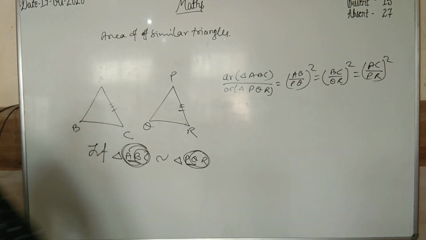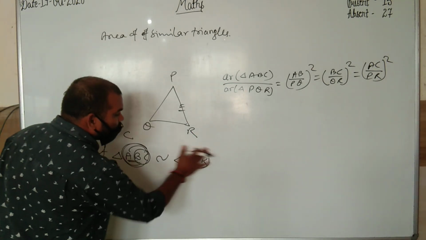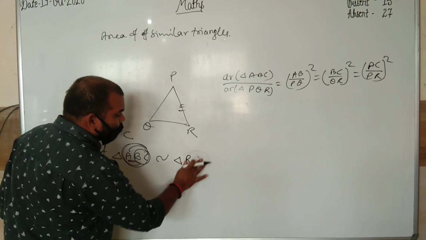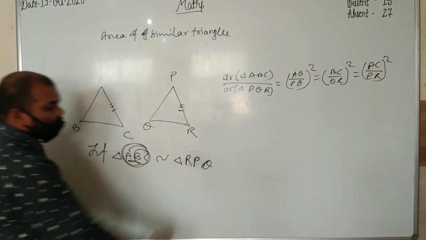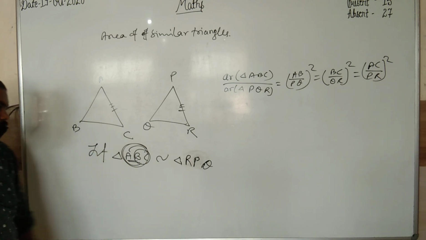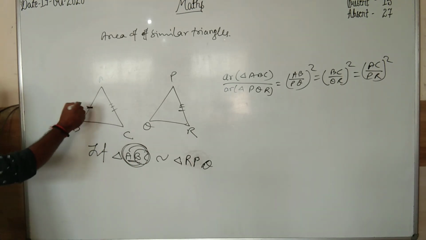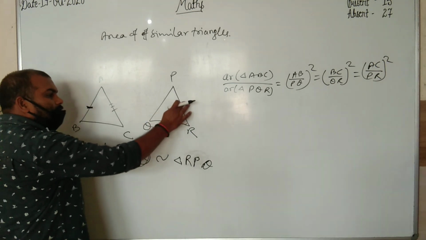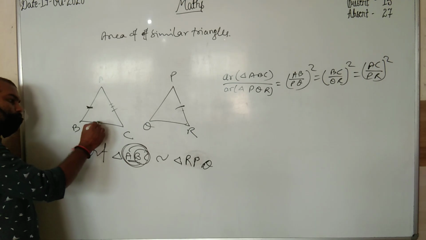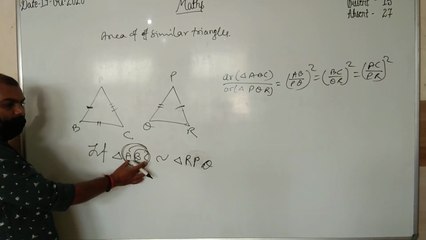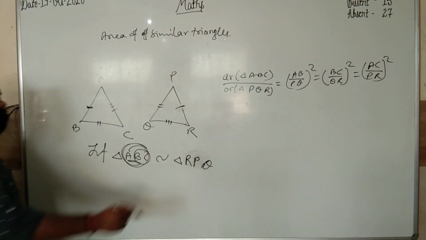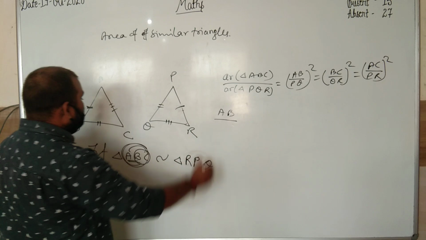Suppose the name changes to RPQ. That is, triangle ABC is similar to triangle RPQ. Then what will be the corresponding side of AB? RP. That is this side, na? What will be corresponding to BC? PQ. Very good. And then corresponding to AC? RQ or QR. Clear?